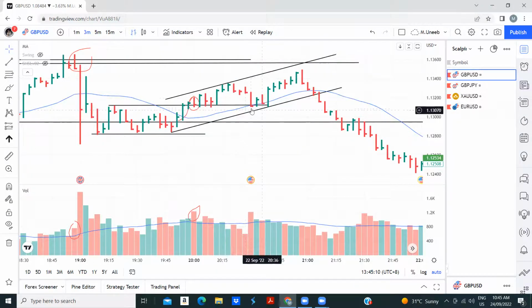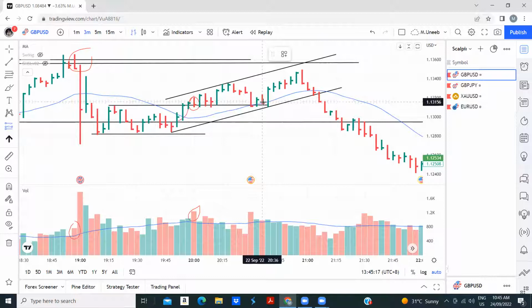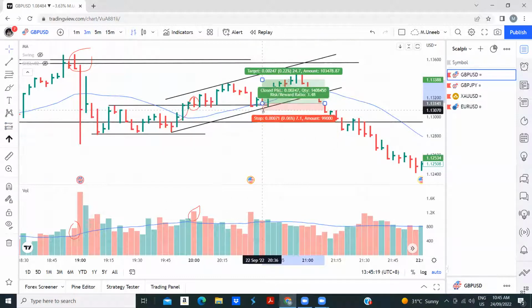And then you have another entry opportunity here as well. Effort versus no result. No demand. So no supply.